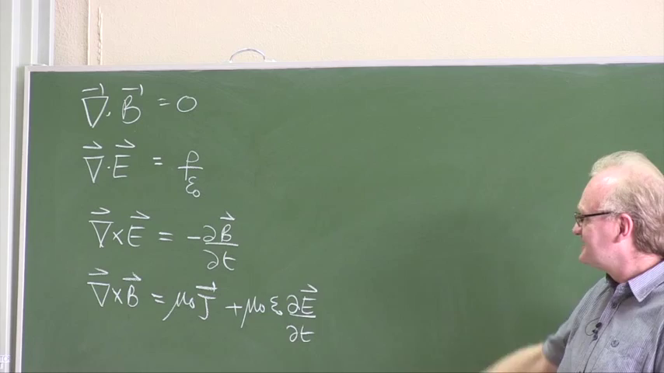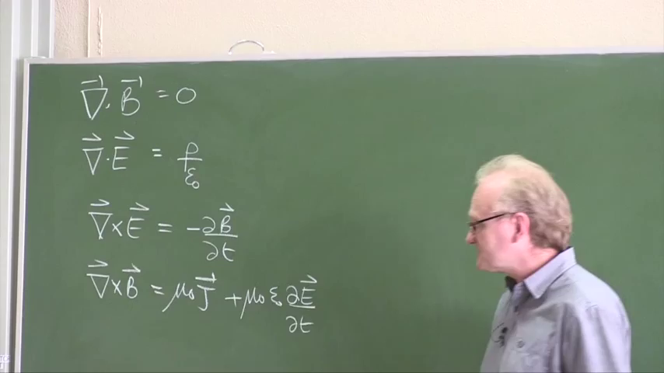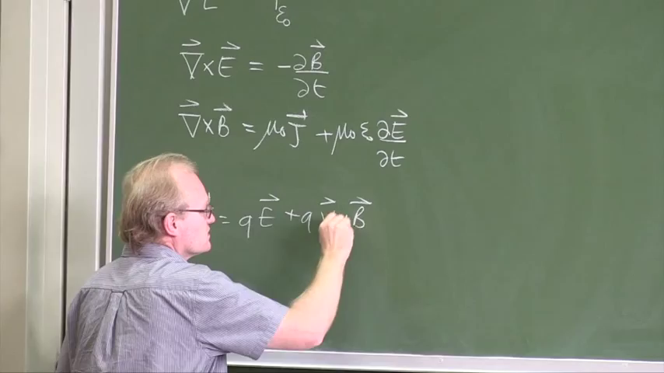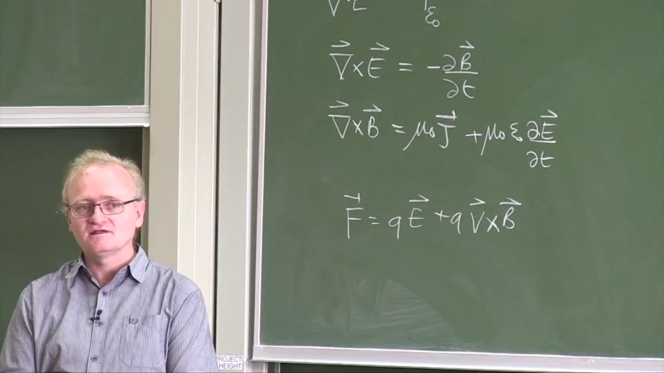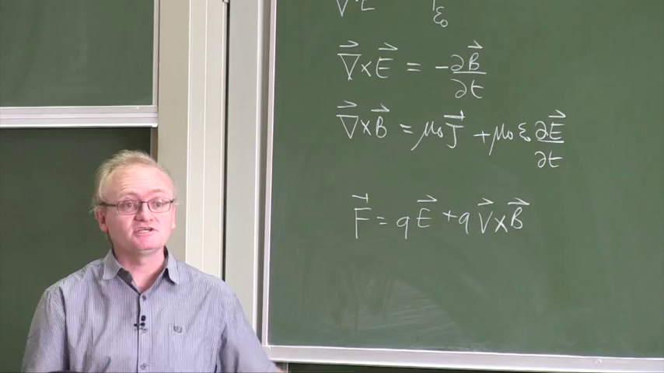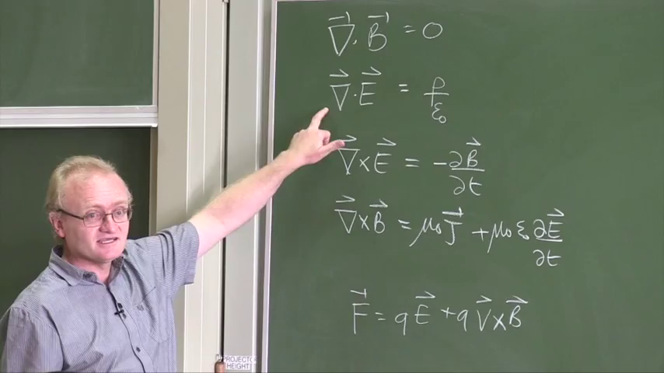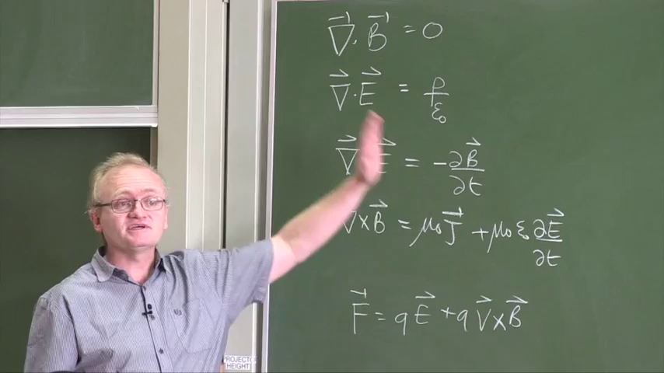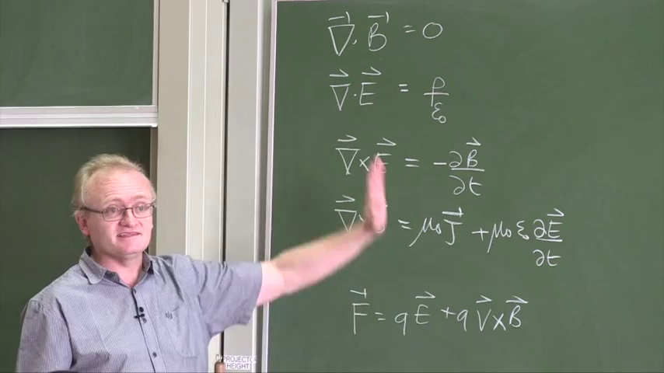We need one more equation for electrodynamics, which is the force that a charged particle feels. Should I also write down charge conservation? It's already in Maxwell's equations. If you combine the fourth and the second, you'll get charge conservation. So we don't need to require charge conservation independently. It's already in these equations. Good.